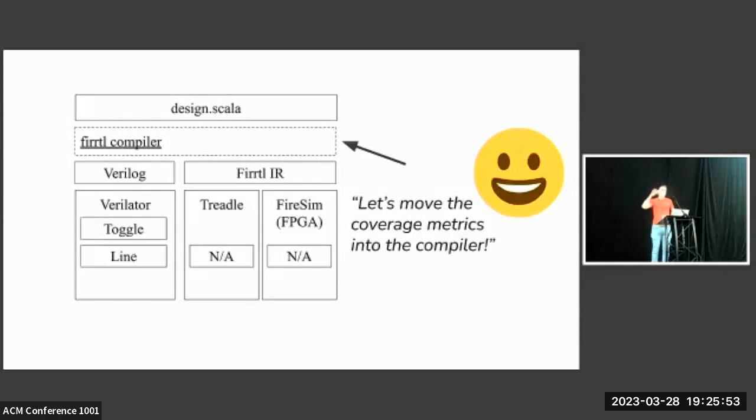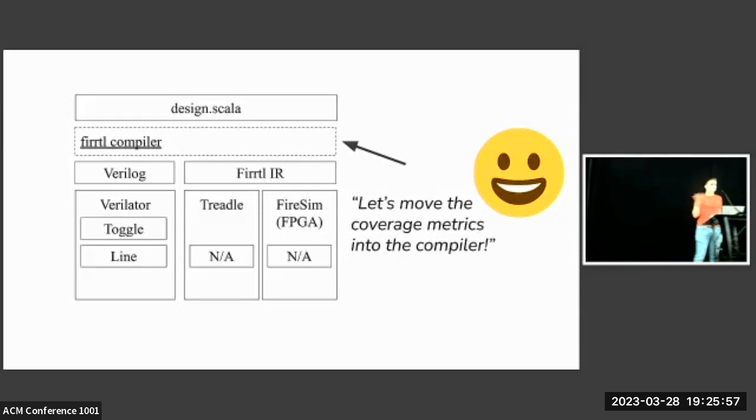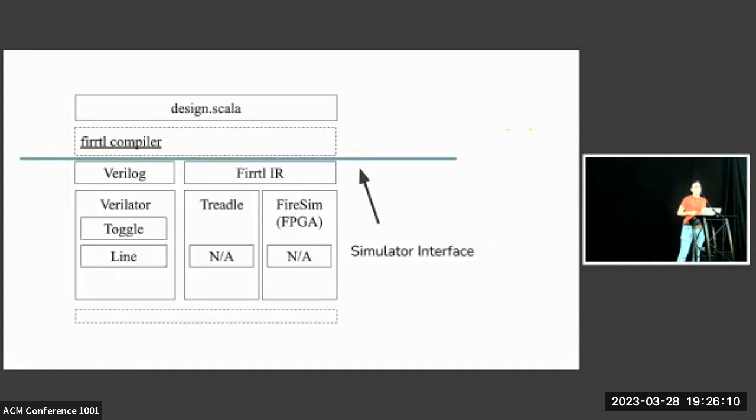So the observation that we made is we have this compiler already. We have this Firrtl compiler that we use. And basically coverage metrics are just like instrumentation passes in the compiler. So the question is, can we just move everything into the compiler? Because then we only need to write it once. Now, if we want to do that, we have to think a little more about what the interface is between our compiler and our simulator. What is the thing that is supported by the simulator?